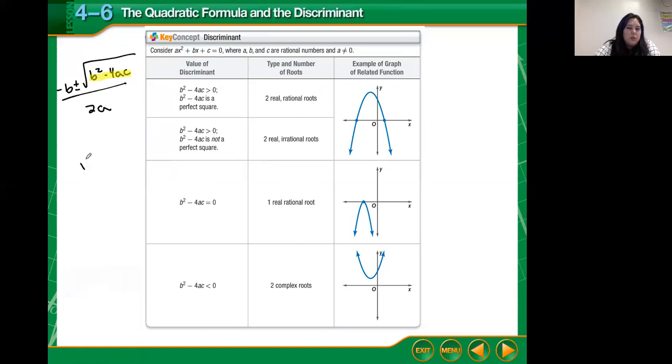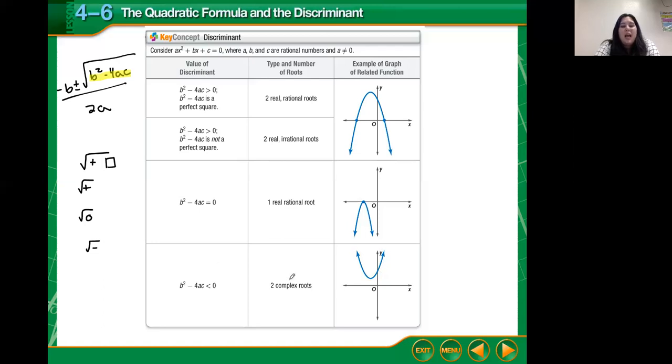When the inside of the root is positive, we have 2 rational answers, and when it's a perfect square, we have 2 rational. When it's positive and not a perfect square, we have 2 irrational, so you're going to have a square root in your answer. When the square root is 0, we have 1 root. When the square root is negative, we have 2 complex roots, meaning it's never going to touch the x-axis.